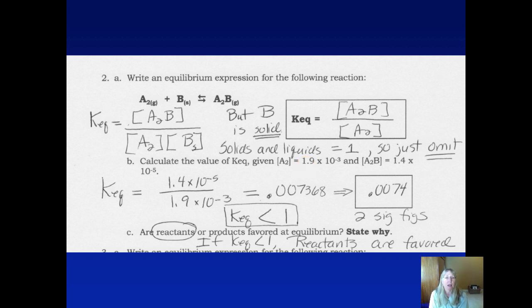Finally, the last part of these questions says, who is favored at equilibrium? All you have to do is look at the magnitude of the number. If it's less than 1, that means the left or the reverse reaction must be being favored. Reactants are favored at equilibrium. And if the number had come up greater than 1, products are favored at equilibrium.